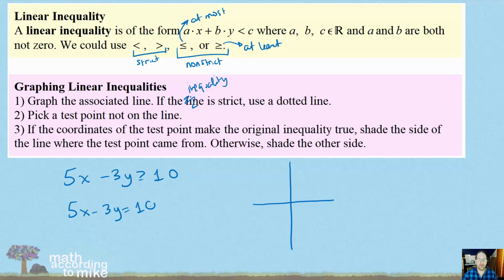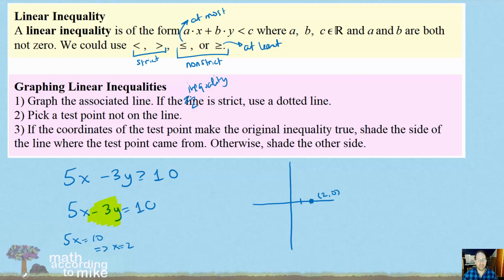To find an x-intercept, you pretend that y is equal to 0. So if y is 0, that whole term is gone, so we can just ignore it. Then we would just have the equation 5x equals 10. And that means that x is 2. So we just found the x-intercept to be 2. It's a good idea to label your points. So I'm just going to say 2, 0. All right, now we're going to do the same thing.